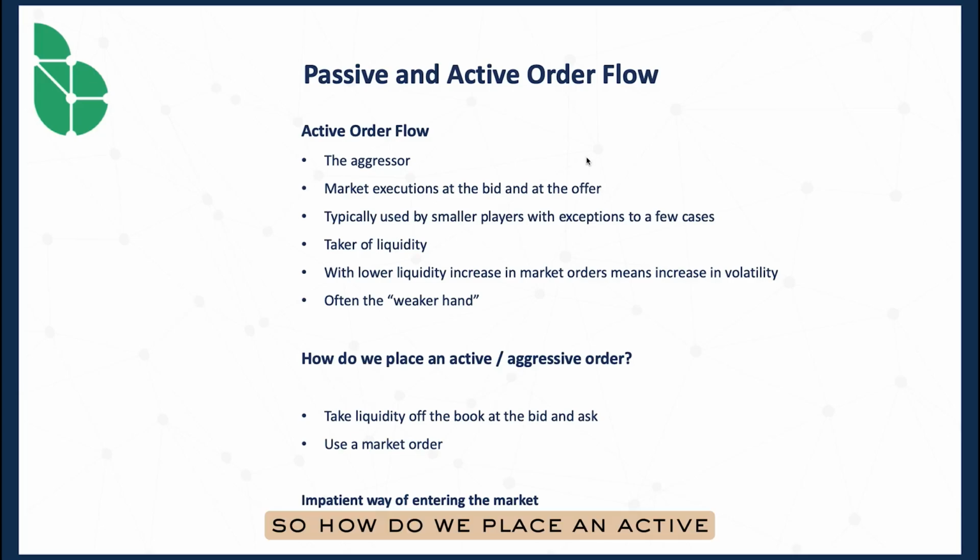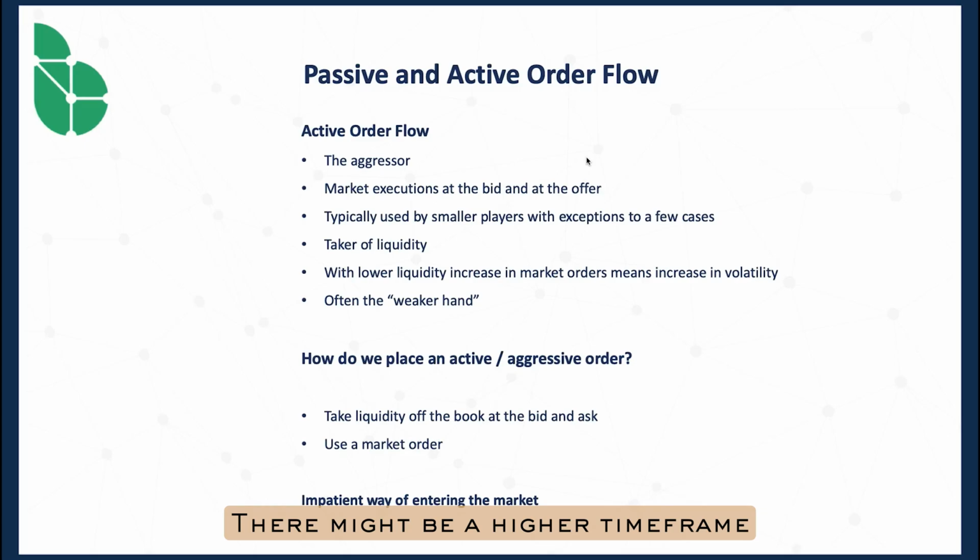So how do we place an active or aggressive order? We're essentially taking liquidity off the book at the bid and the ask, so we're using a market execution. Because we're trying to absolutely get in or absolutely get out, as in the case of a stop order I mentioned, you also might want to use this if there's a breakout, because a lot of times you might not get that retest for a breakout.